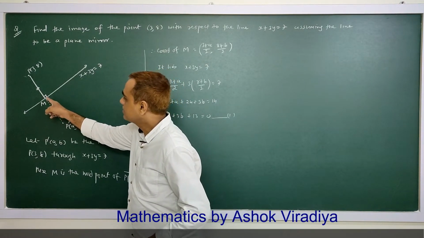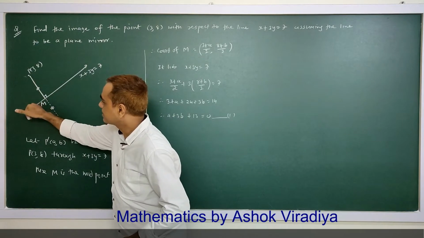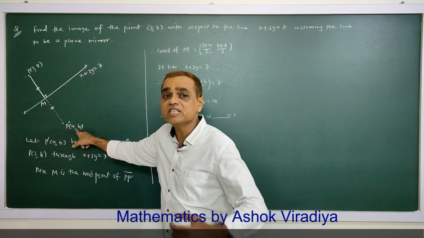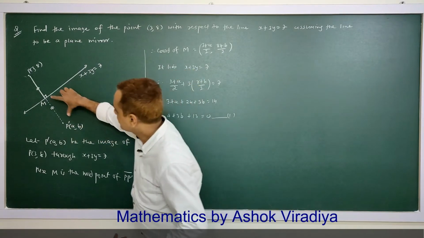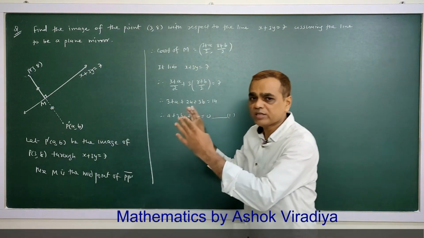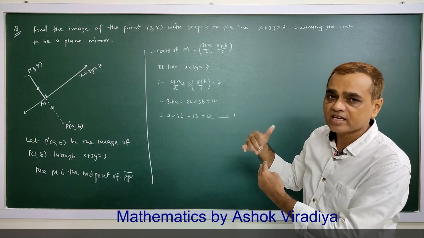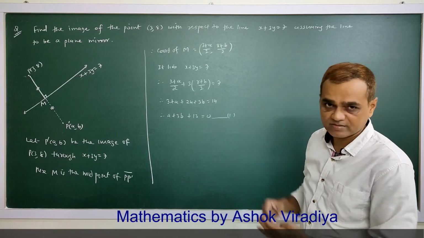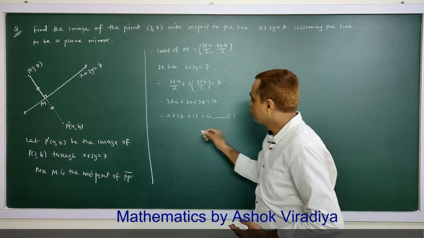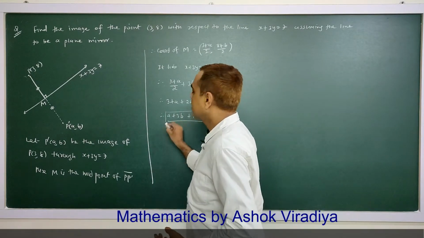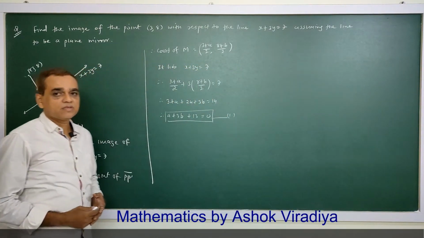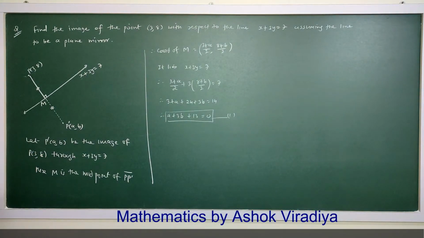The distance of the object from the mirror is equal to the distance of its image from the mirror. Here we are using the principle of physics that the image of any object is at equal distance on the opposite side. Now we need one more relation relating a and b. The second point we use is that these are perpendicular, so the slope of this line times the slope of the other line is -1.